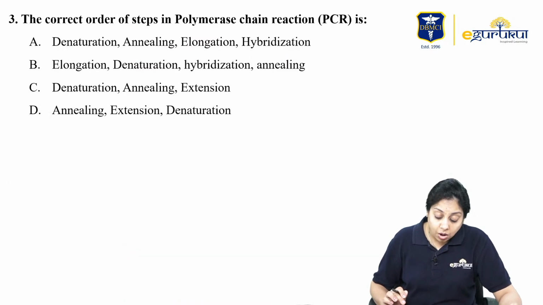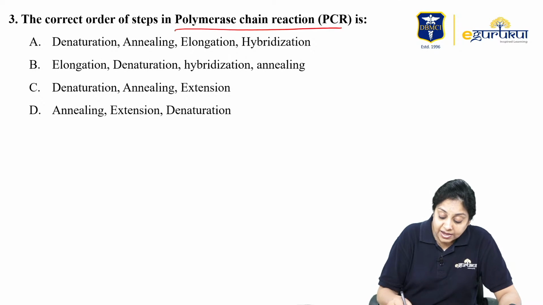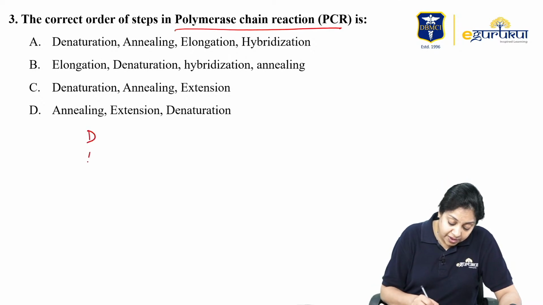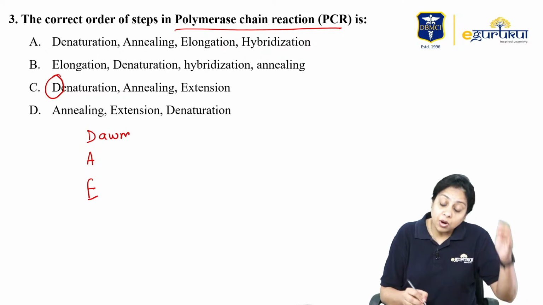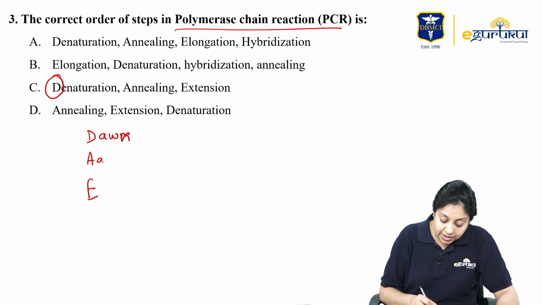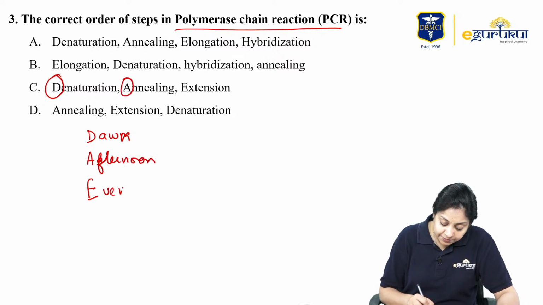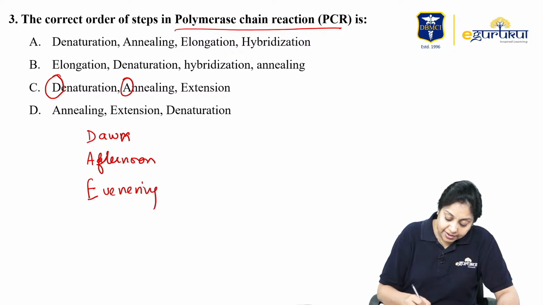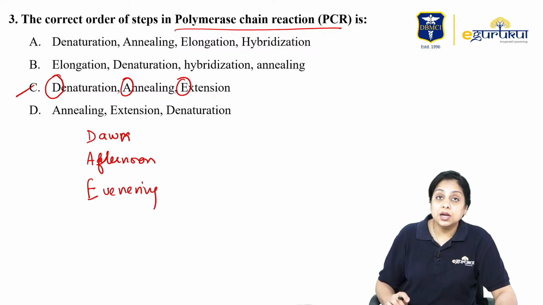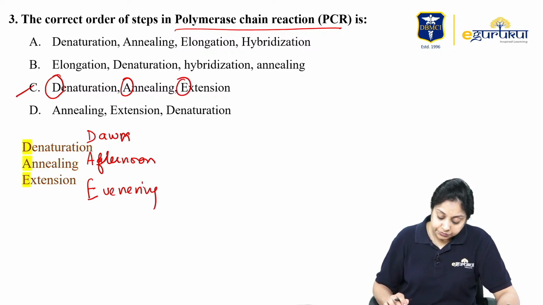The correct order of the steps in a PCR reaction: I have a very good day. D is denaturation, right? You can call it dawn time; early morning time is dawn time. A is afternoon, A stands for annealing. E is the evening, that is extension. So C is the correct sequence of steps, right?